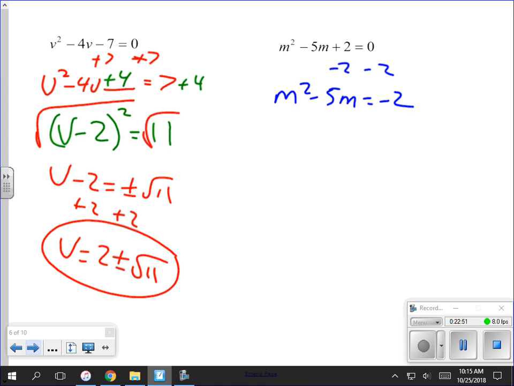Oops, I forgot to do something important on mine. I forgot to leave a blank space. All right, now the fun begins. What do I want to put in the middle to complete my square? No, I do not want 2.5. There's a good reason I don't want 2.5, but you're on the right track.